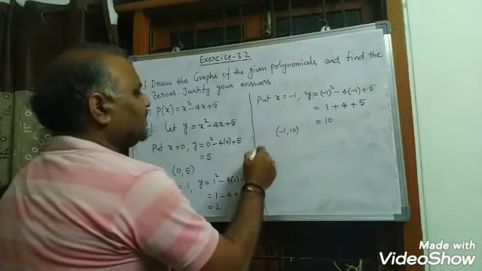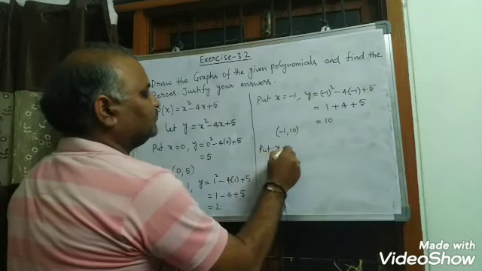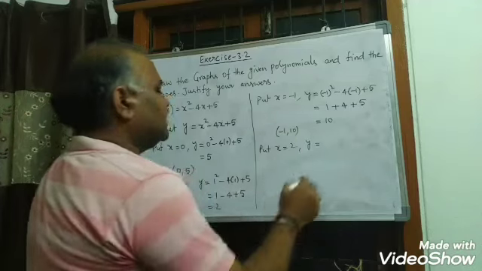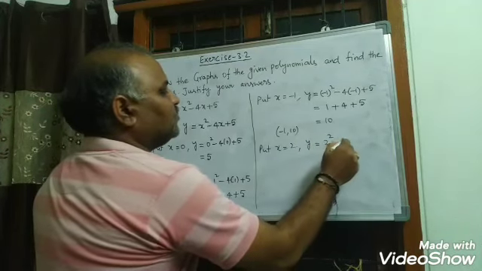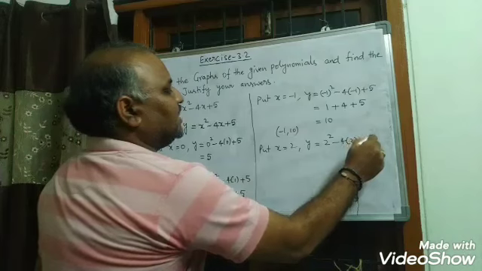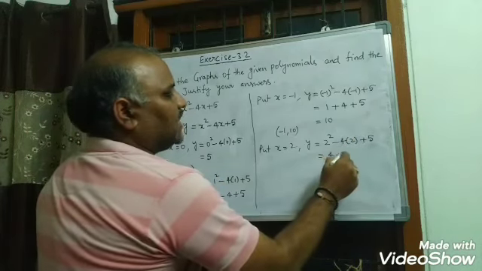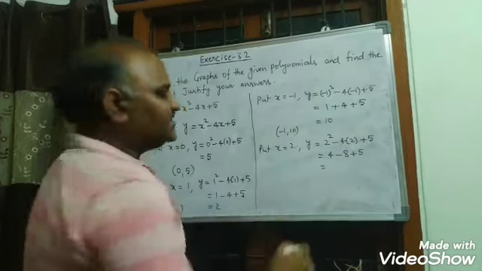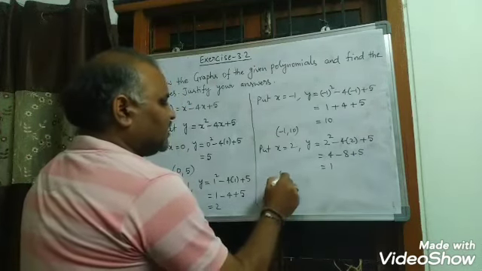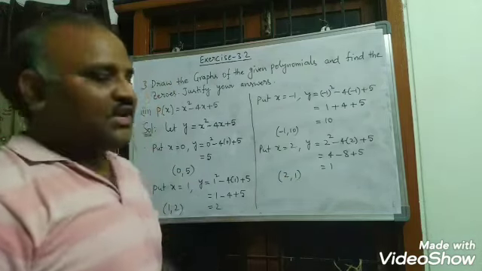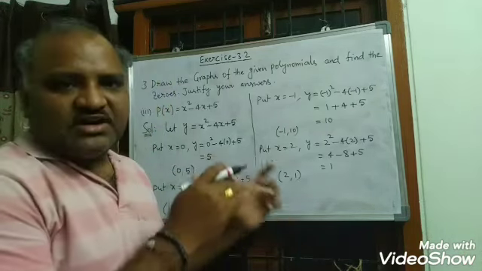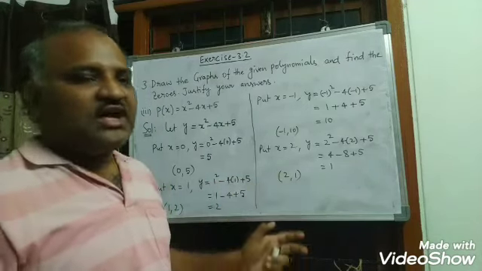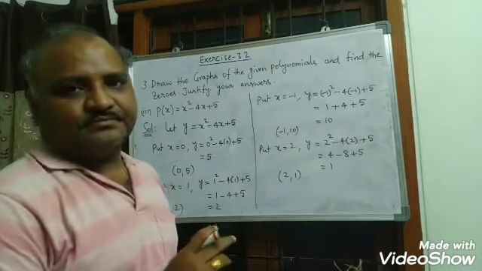And put x equal to 2. Then what about the value of y? That is 2 square minus 4 into 2 plus 5. 2 square is 4 minus 8 plus 5. 4 plus 5 is 9. 9 minus 8 is 1. Therefore the ordered pair is (2, 1). Like this we need to take some ordered pairs. After taking the ordered pairs, we have to plot the ordered pairs on the graph sheet.